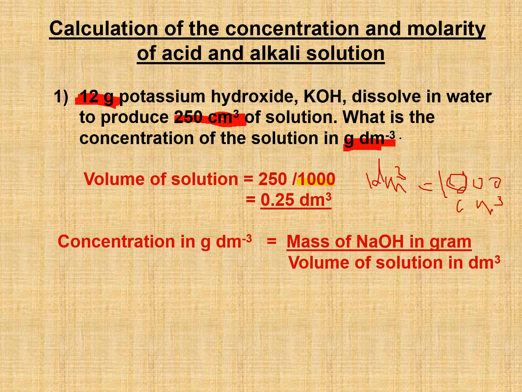Next one, concentration in gram per dm cube. If you would like to write the formula, yes, the formula can help you, but it is not necessary in exams. Let's put the numbers. 12 grams divided by 0.25 decimeter cube, you will get 48 gram per decimeter cube. And don't forget to put the unit. Without the unit, your answer will be wrong. So it is essential to put the unit.